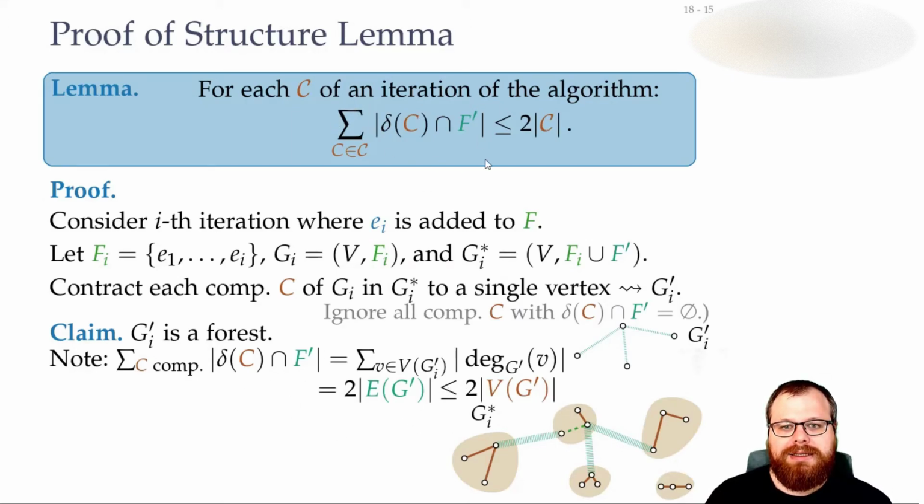And this is basically this inequality, except that we still don't have this part that we only consider the components that are in our set C. This is for all components, the sum of the edges in f prime on the boundary is at most 2 times the number of all components. So we further have to distinguish here.